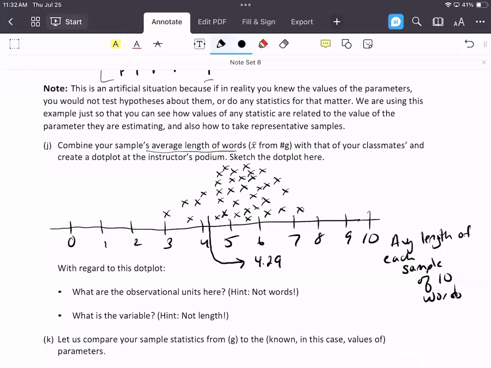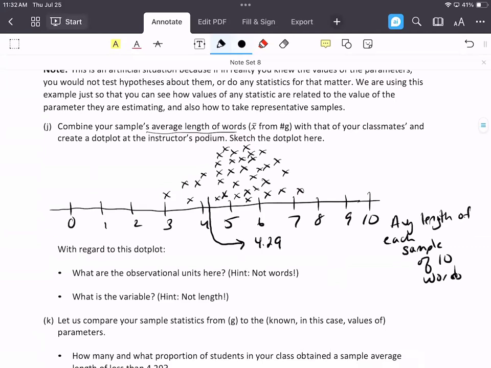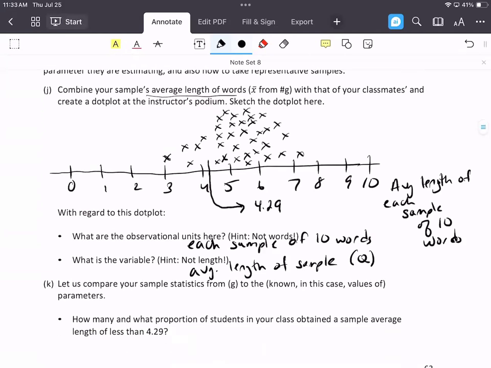Looking at this dot plot, what are the observational units here? And hint, it's not the words. Because remember, each of these X's varies from student to student and also student to professor, what average they got. So if you think about what was actually recorded here, it's each sample of 10 words. What's the variable? What's going to vary from sample to sample? That's going to be the average length of the sample, and that is quantitative in nature.